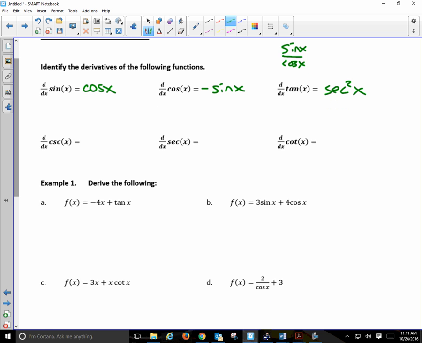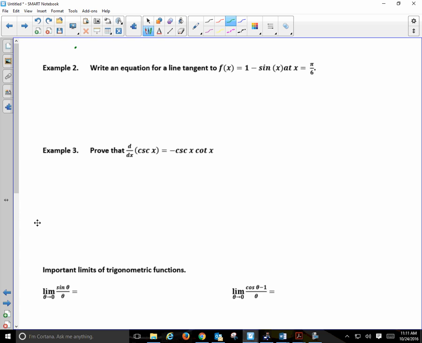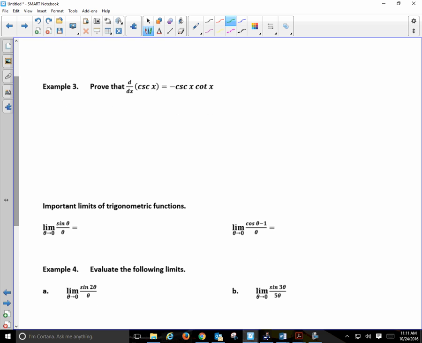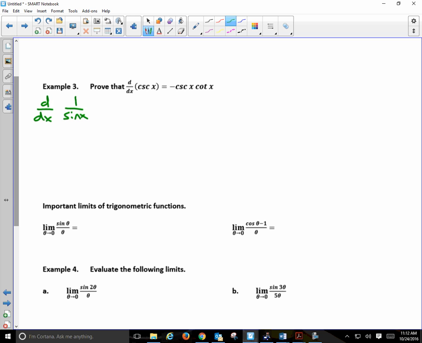The derivative of cosecant, we're actually going to do a short proof to show you how easy that can be. Flip it over to the next page. It says, example 3, prove that the derivative of cosecant is negative cosecant times cotangent. So I'm going to rewrite it as the derivative of 1 over the sine of x. d over dx is another word for derivative, yes.